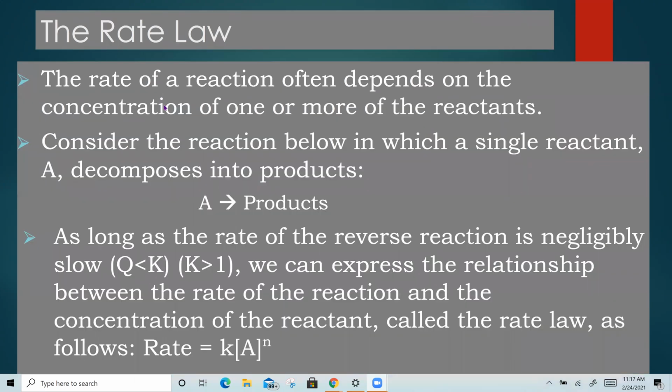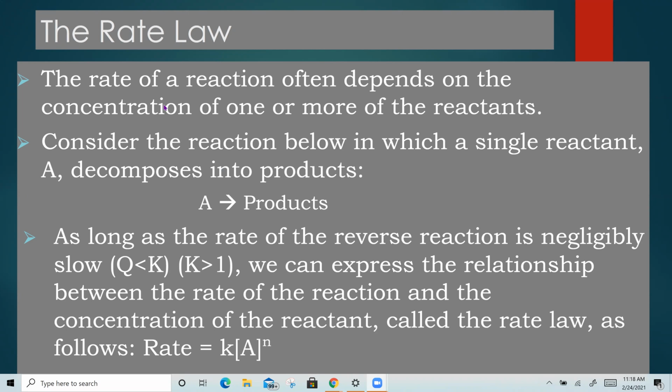Okay, so as we look through this, we see that the rate of a reaction often depends on the concentration of one or more of the reactants. When we look at the concentration, we have to see how the change in concentration of a reactant or the reactants may not affect the rate the same, all right?